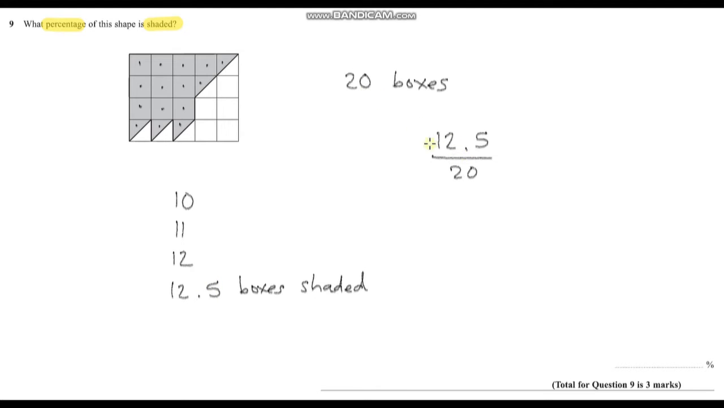And then to convert that into a percentage, we just need to multiply it by 100. So let's get the calculator out. 12.5 divided by 20 times 100. And we get 62.5. So 62.5%. And the percentage symbol is already given to us, so we just need to write in 62.5.